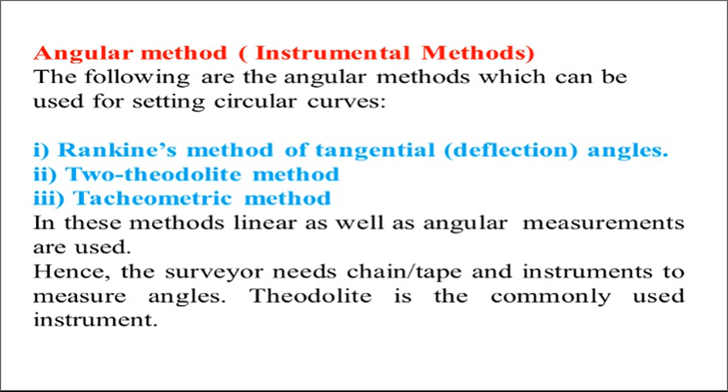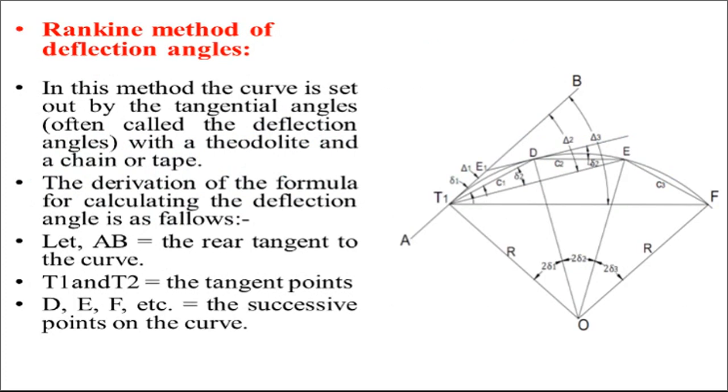In these methods, linear as well as angular measurements are used. Hence, the surveyor needs to use chain and tape along with an angle measuring instrument such as a theodolite. So, by using a theodolite and chain or tape, we can set out the curve by angular methods, also called instrumental methods. Next slide. We will start with Rankine's method of deflection angle.